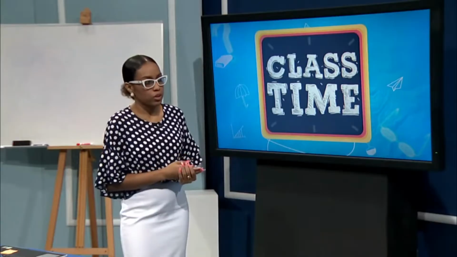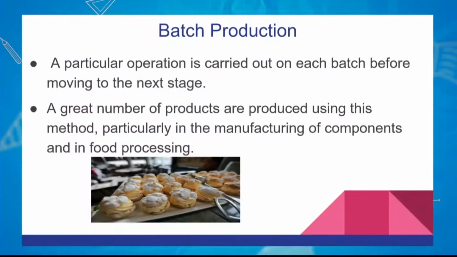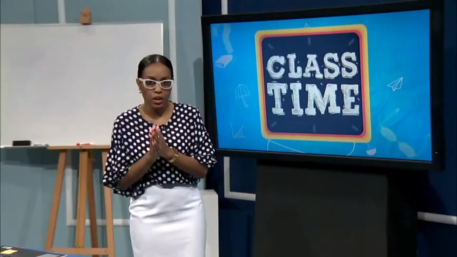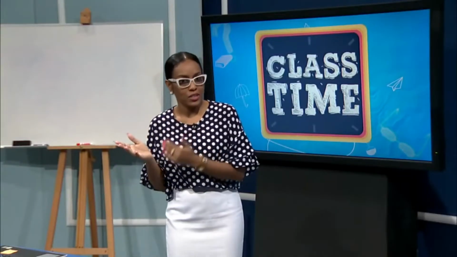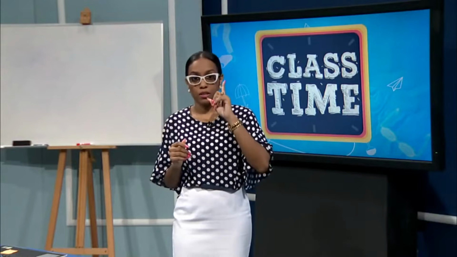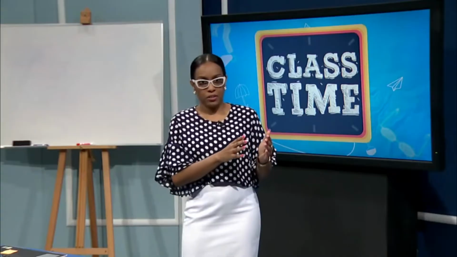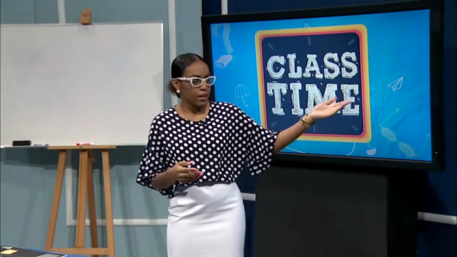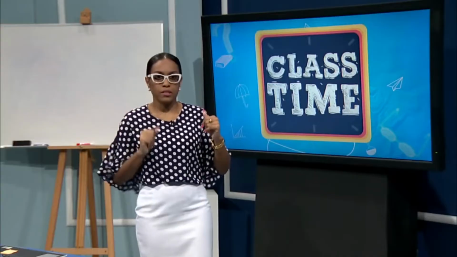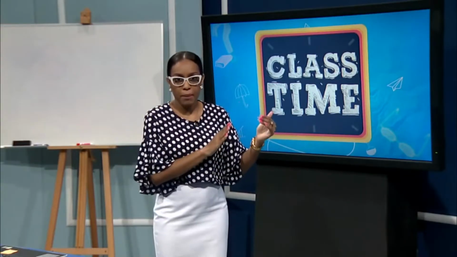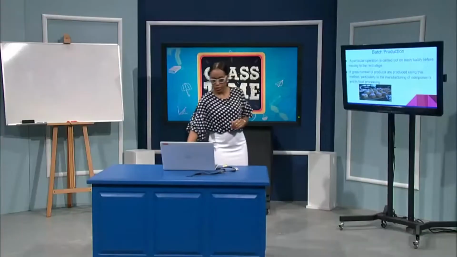A great number of products are produced using this method, particularly in the manufacturing of components and in food processing. So we're looking at pastries in a bakery. So just remember now, students, we just want to know that for batch production, you're making more than one good this time, because remember, for job production, we are focusing on one item. That's not the case for batch. We're doing the items in different batches. All right, so we have a little variation, as I mentioned, about the brown bread versus the white bread. So you want to ensure that you complete a batch before you can move on to the other batch.